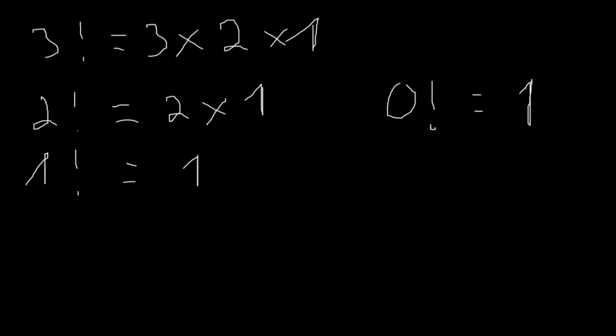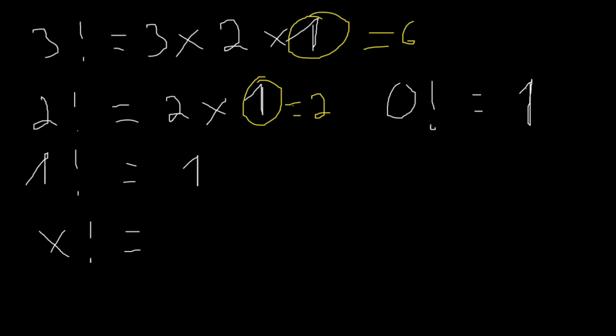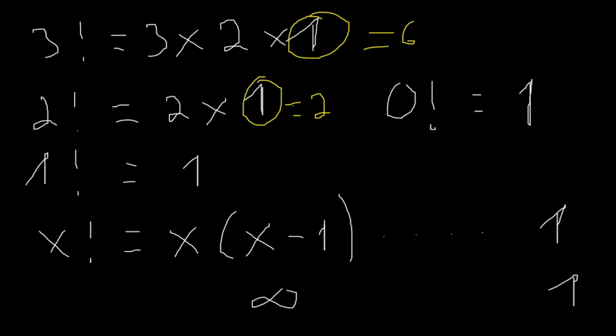Okay, let's move on. What if you think about removing this 1 at this end? Our answer will still be 6, and our answer here will be equal to 2, and that will change nothing. If x factorial is equal to what? X into x minus 1, up to the point we have a 1. Hence, the highest bound is infinity and the lowest bound is 1.